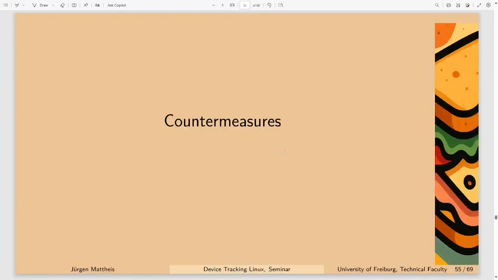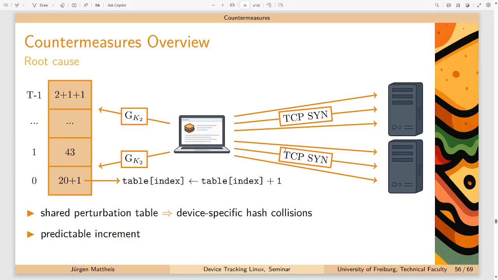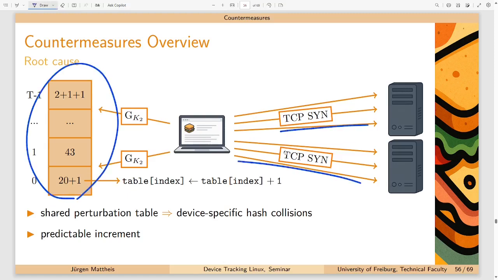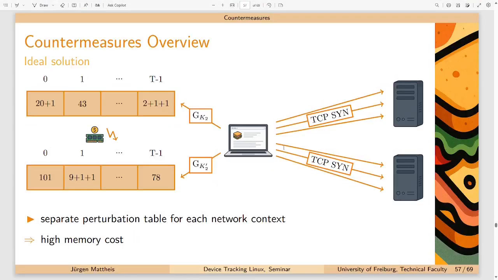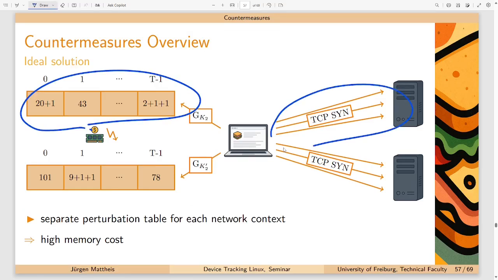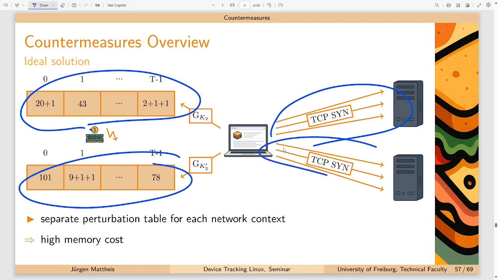And now the interesting question is, what are the countermeasures? The root cause of the attack is basically that for all network contexts, you use the same perturbation table with the same hash function and a predictable increment. The ideal solution would be to have a different perturbation table for each different network context. But the problem is this has too high a memory cost.